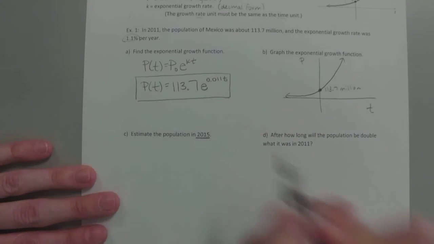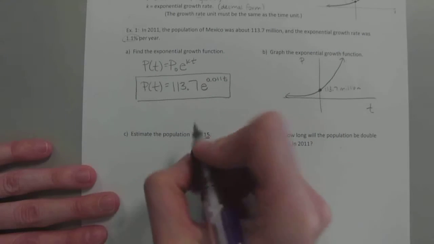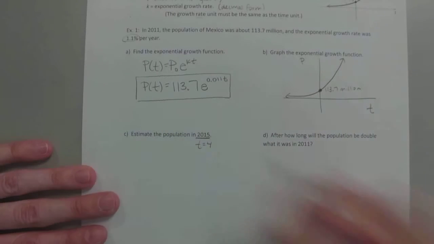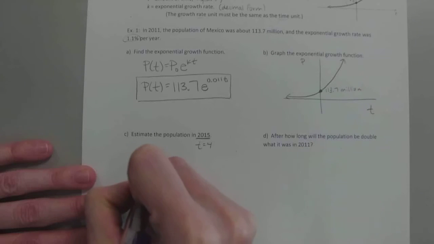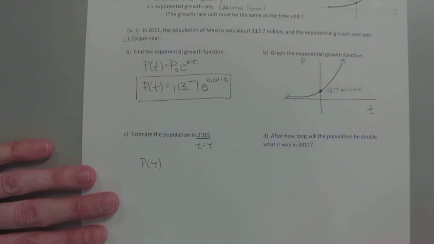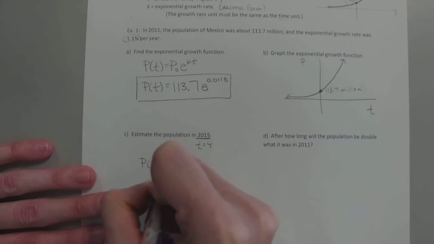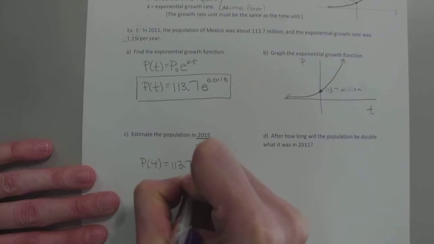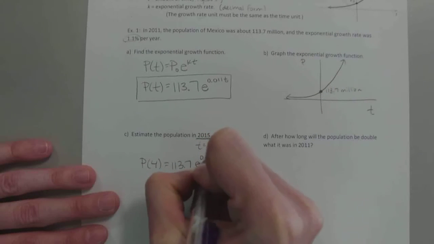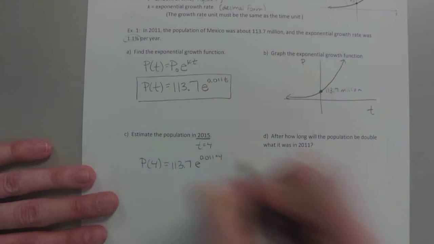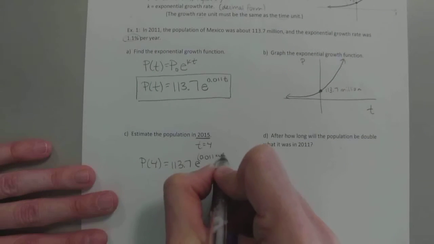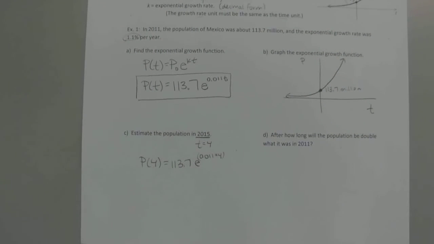So notice what it asks us. It says estimate what the population was in the year 2015. That's 4, exactly. So t equals 4. They're asking us to find P of 4, which means anywhere you see t in your function, plug 4 in. So we have 113.7 e to the 0.011 times 4. I have my calculator. And that could be in parentheses or however you need to do it, depending on what calculator you have.